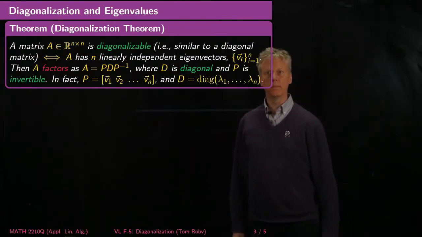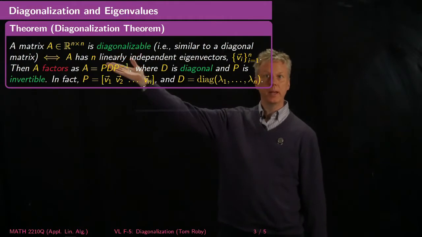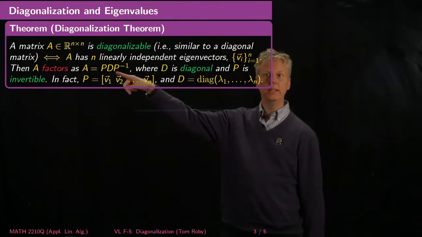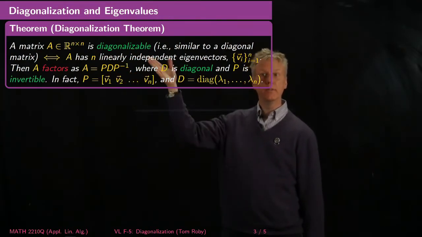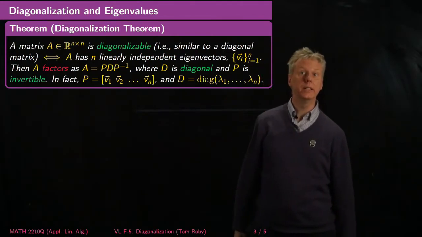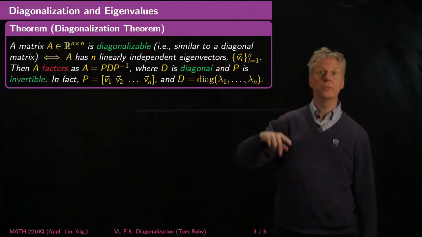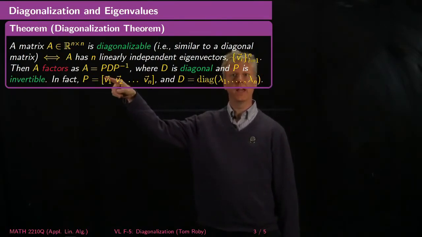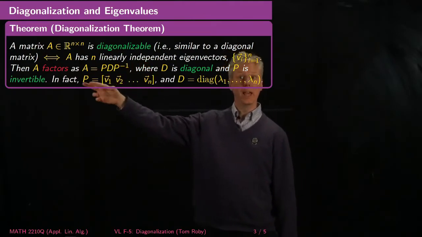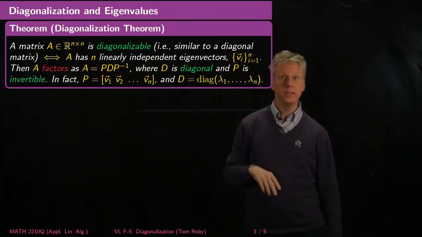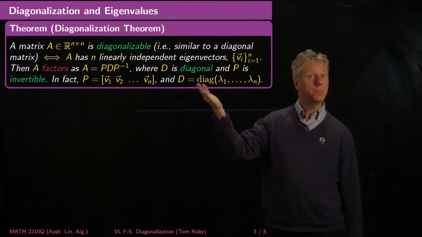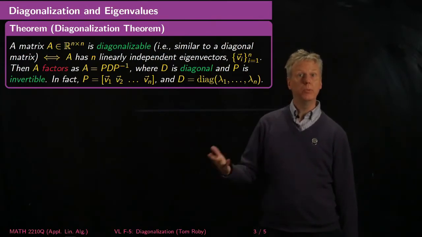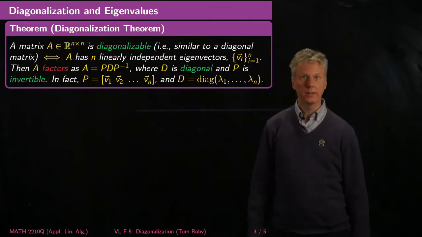And here's the main theorem. An n by n matrix A is diagonalizable, in other words, it can be written as PDP inverse for some invertible matrix P, if and only if A has n linearly independent eigenvectors, which I'll call V1 through Vn. When this happens, the matrix factors as PDP inverse, so A is similar to the diagonal matrix D. The diagonal matrix here will just be the matrix of eigenvalues, where we might have the same eigenvalue more than once on the diagonal. And P will be this invertible matrix of the eigenvectors.